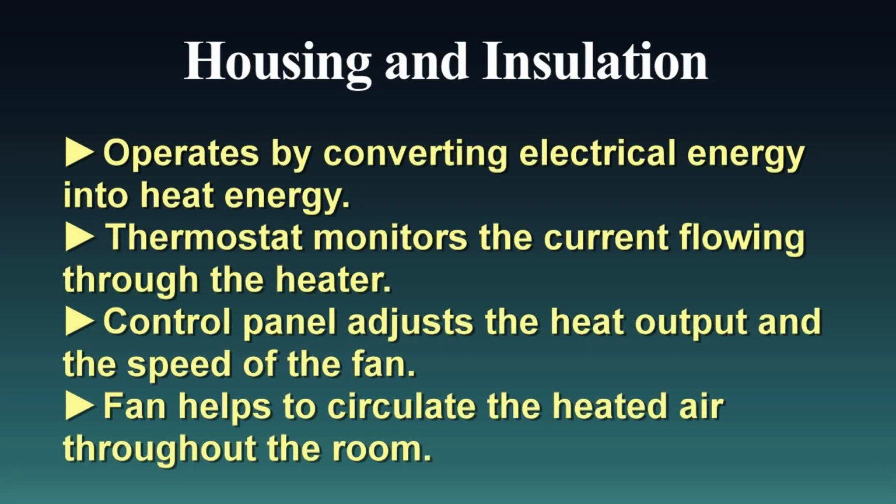The thermostat, that is the regulating component of the device, monitors the current flowing through the device and maintains a desired temperature. The control settings of the heater are used to adjust the heat output and the speed of the fan. The fan helps to circulate the heated air throughout the room and also blows air over the heated element to improve the overall efficiency of the heater.